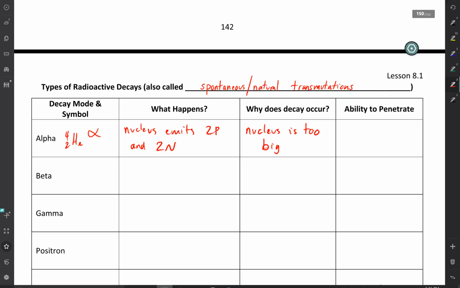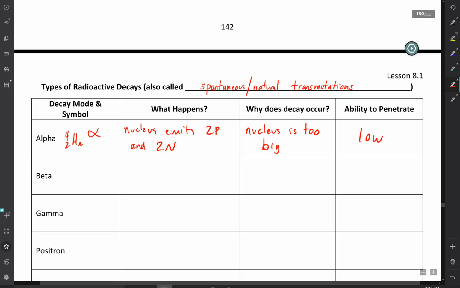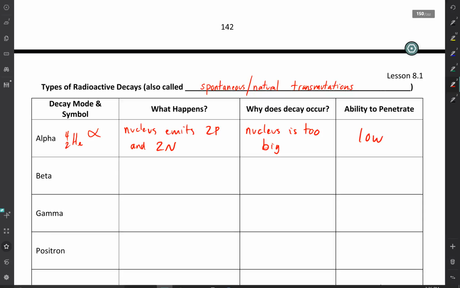Alpha particles have a very low ability to penetrate. They can be stopped by your skin. Please keep in mind that does not mean that alpha particles are not harmful. You can get alpha radiation burns on your skin, or if you ingest alpha particles for whatever reason, they're not going to be able to escape your body since they're going to be stopped by skin. So alpha particles, again, despite a very low ability to penetrate, are very dangerous.